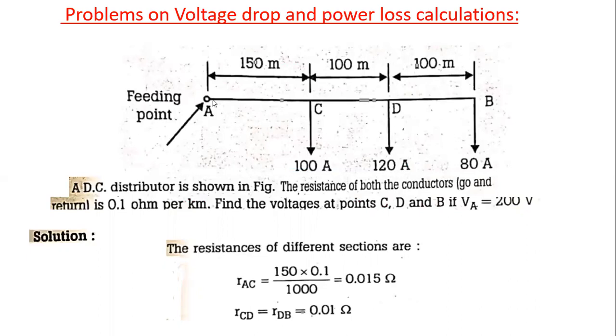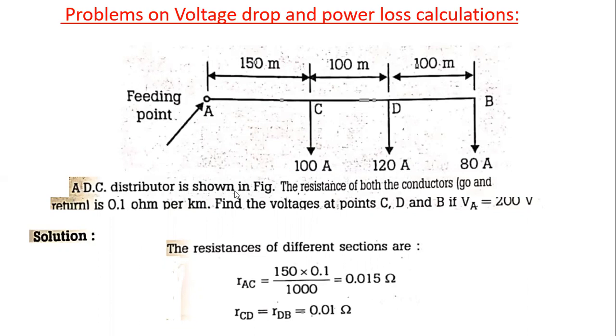The distance from A to C is 150 meters, C to D is 100 meters, and D to B is 100 meters. This is the feeding point from A.